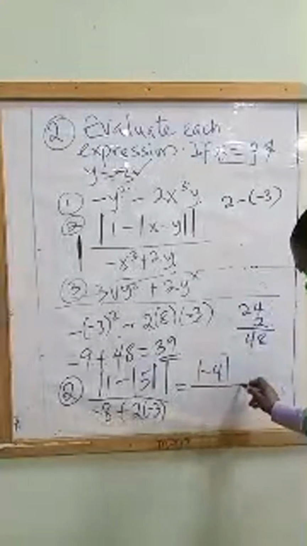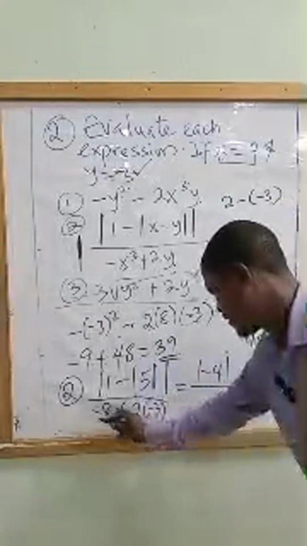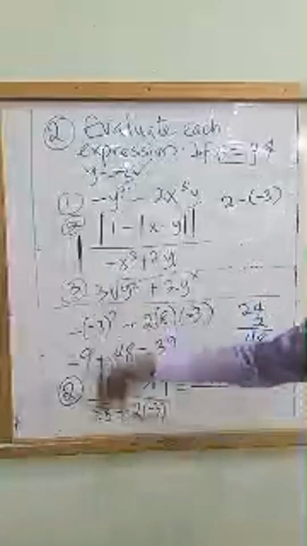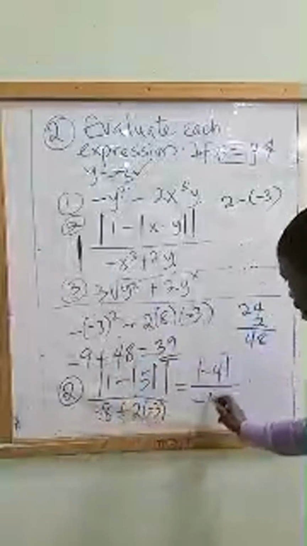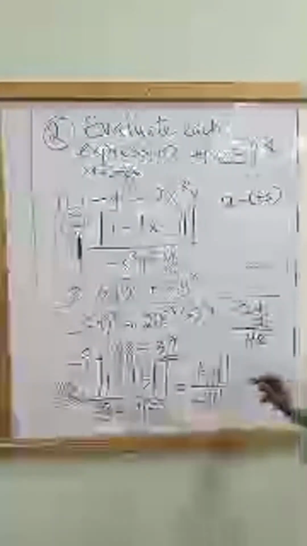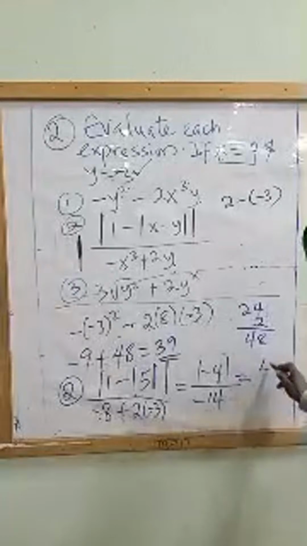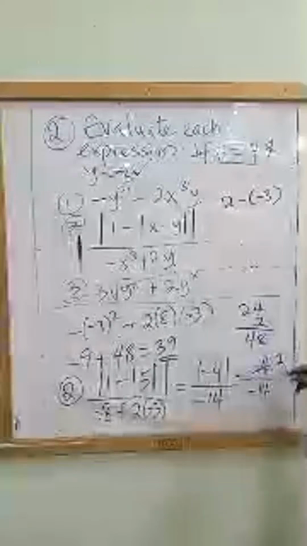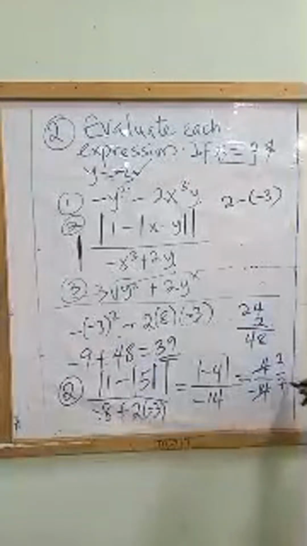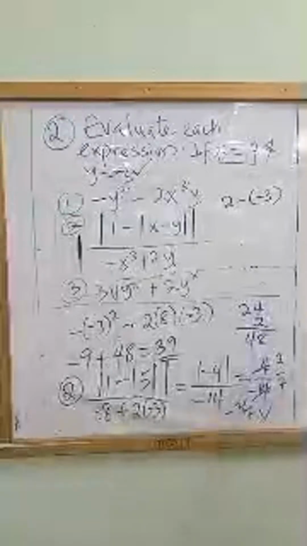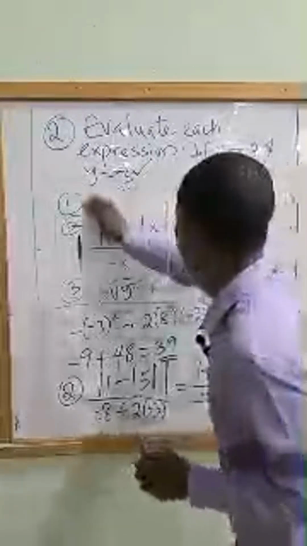And then over minus 8. This one plus times minus, that's minus. Minus 8 minus 6, minus 14. And then absolute value of a negative value will give you a positive. Okay? Over minus 14. 2 goes there 2 times. 2 goes there 7 times. So the answer is what? Minus 2 over 7. So that's that for the second question.